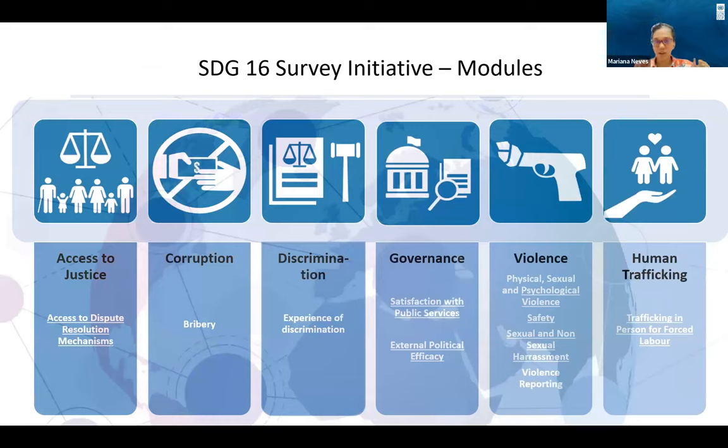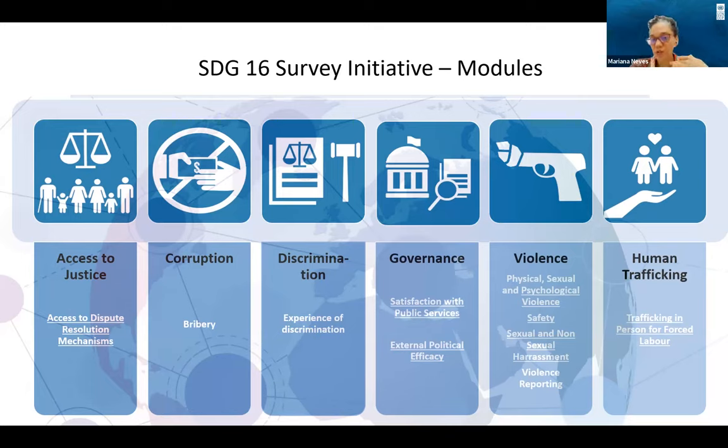Sorry. Now that I have spoken a lot about what it is, I missed what exactly we are measuring. So the SDG 16 survey has access to dispute resolution mechanisms. What you see here, each one is a module. So we have access to dispute resolution mechanisms. We have bribery, with UNODC leading, discrimination, OHCHR, governance and satisfaction with public services, external political efficacy, that's mostly UNDP. Violence, that's UNODC.